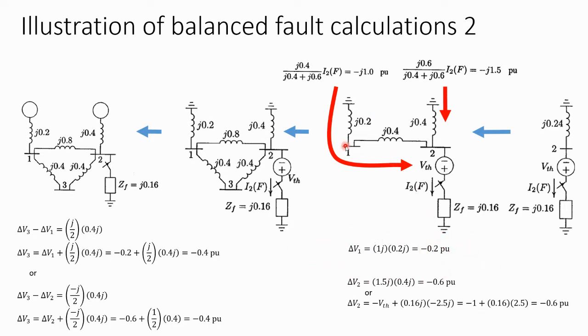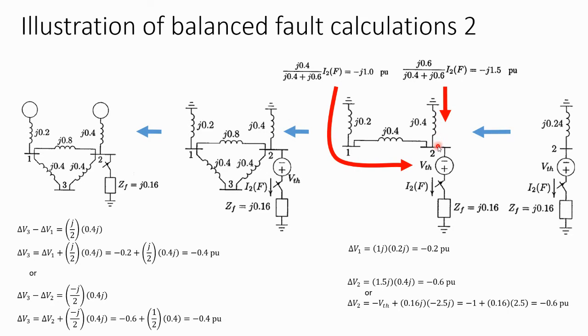Applying the same logic to bus 2, you observe that there are two ways you can determine delta V2, either looking into this branch or this branch. If I look at this branch, which is the simpler manner, I simply take delta V2 equal to the voltage drop in this branch from bus 2 to ground.